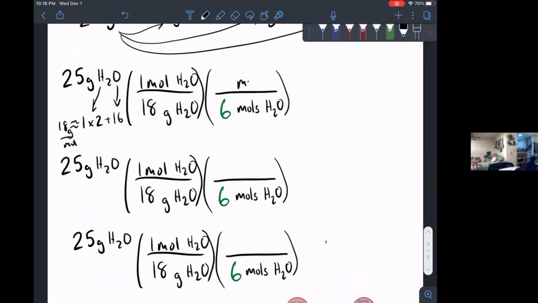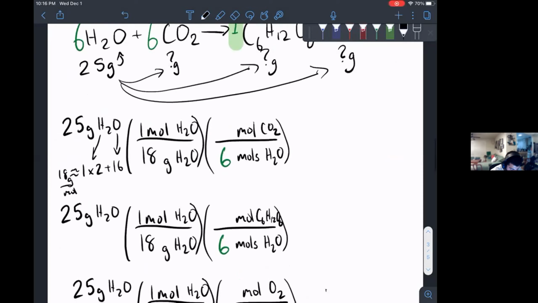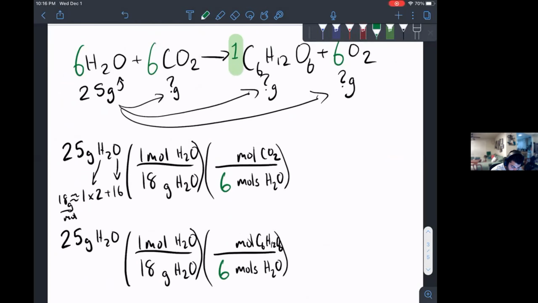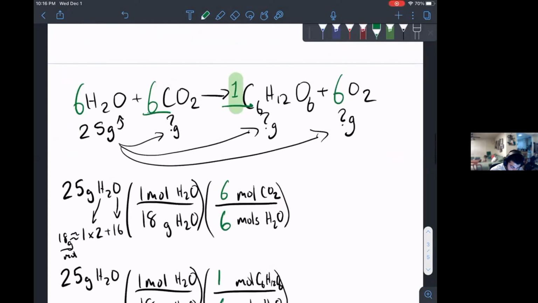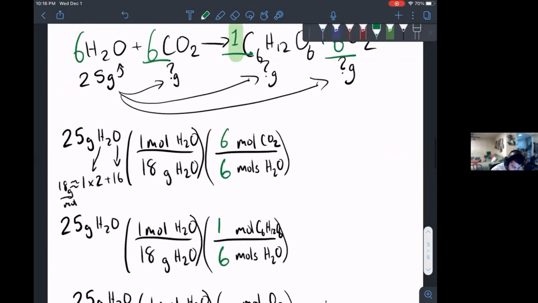So we can go to mole of CO2, mole of C6H12O6, or mole of O2. And we're actually now going to solve all 3 problems at the exact same time. So our coefficient for CO2 is 6. Our coefficient for C6H12O6 is 1. Our coefficient for O2 is 6.